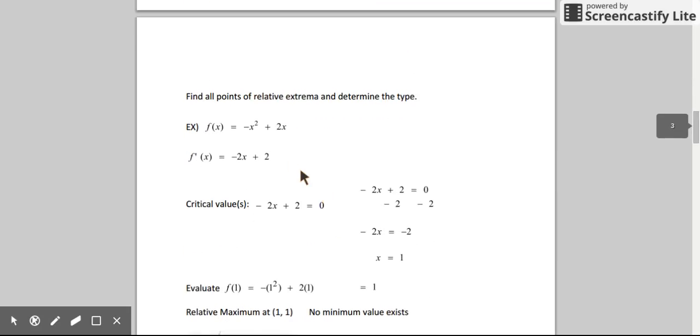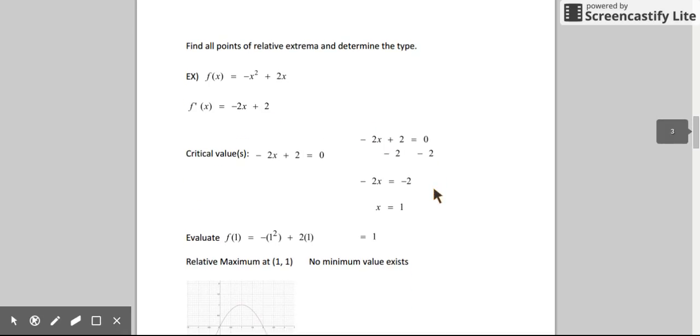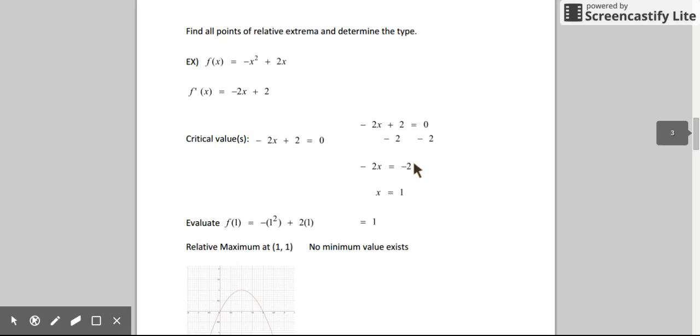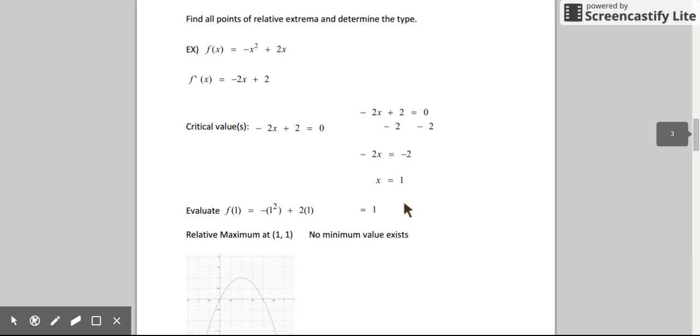Let's do an example. Here we got the function negative x squared plus 2x. We're going to find the derivative first by using our power rule, and we get the derivative as negative 2x plus 2. We're going to set that equal to 0 and solve. So if we subtract 2 and divide by negative 2, we get a solution x equals 1. So the extrema is happening when x equals 1. We just got to figure out what type it is.